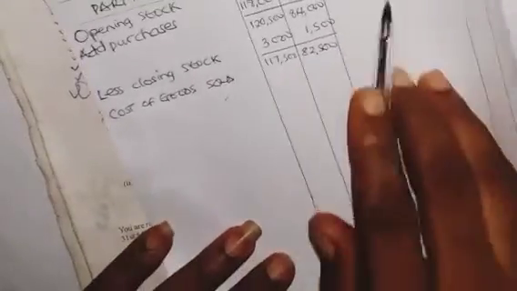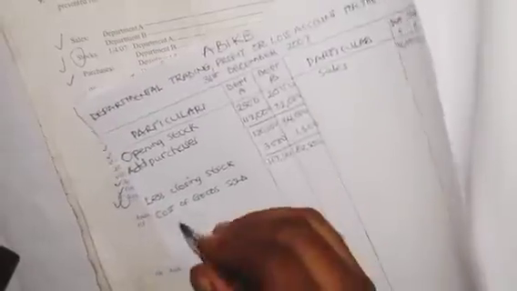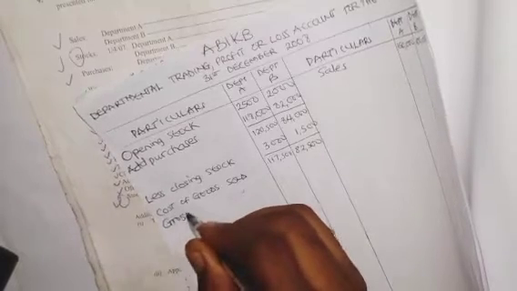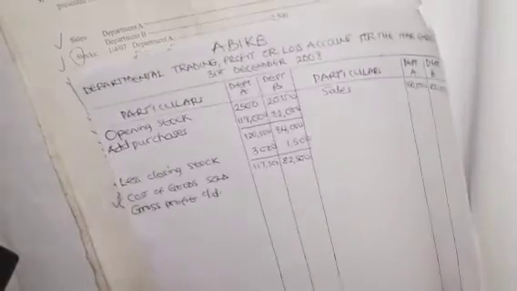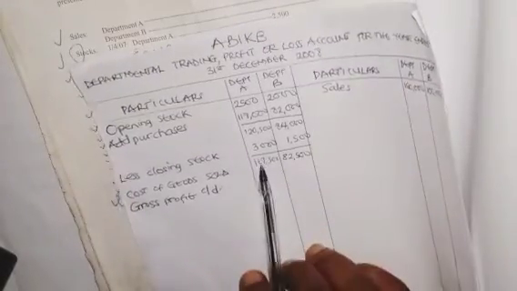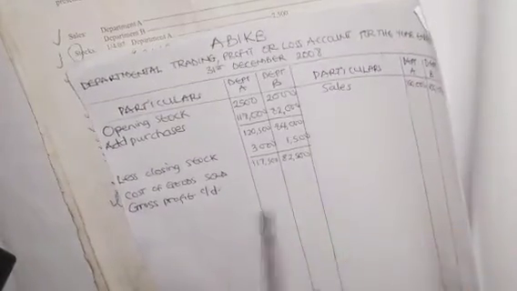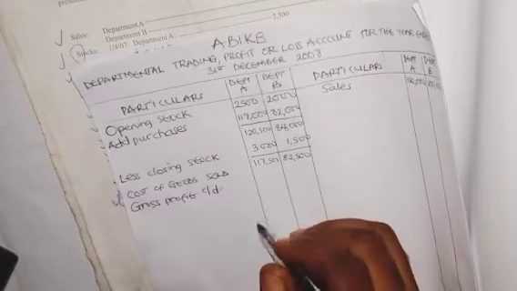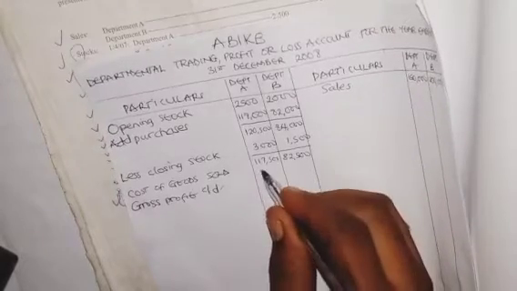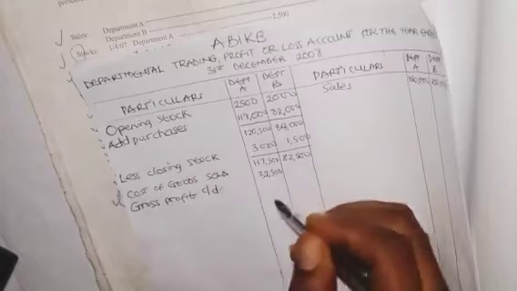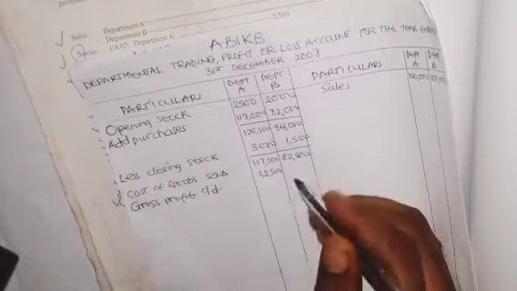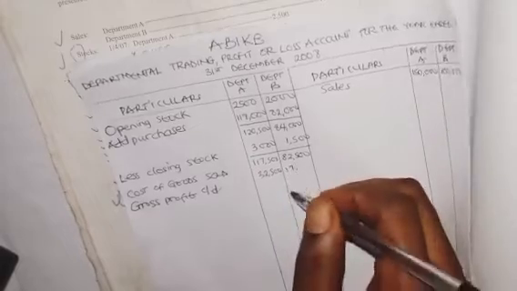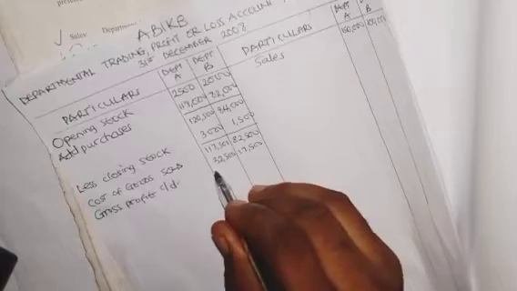Okay, so from here now, our sales minus cost of goods sold will give us what we call the gross profit, and this will be carried down. So it is now 150,000 minus 117,500. That will give us 32,500. And 100,000 minus 82,500 will give us 17,500.